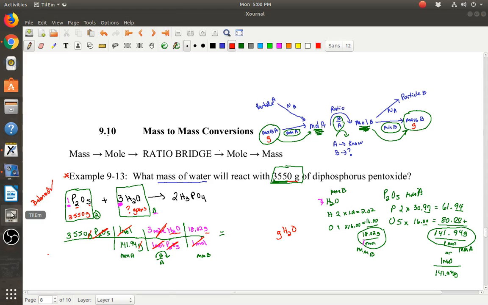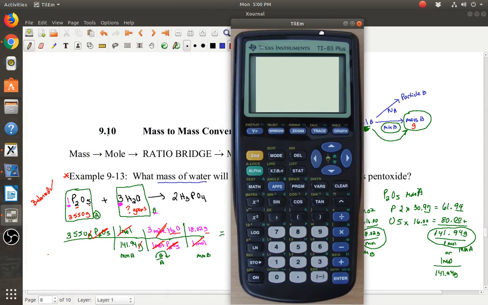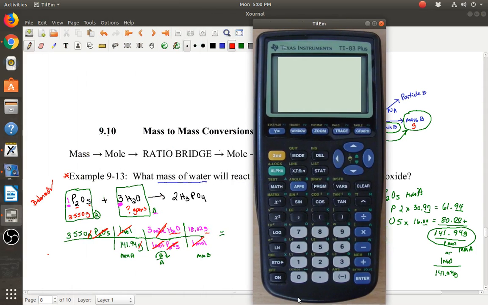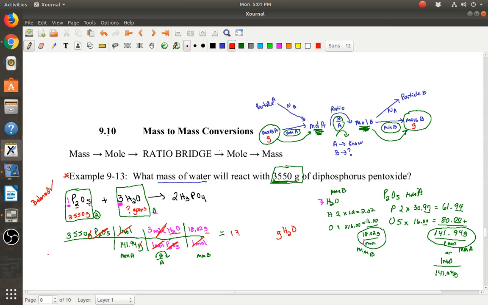Now I'm going to pull up my calculator this time so you can watch me, because I want you to just go through from left to right. Okay, we start off, we have 3,550, and since 141.94 is at the bottom, we divide by 141.94, and since 3 is at the top, I'm going to multiply times 3, and since 18.02 is at the top, I'm also going to multiply by 18.02, and I get 1,352.07. Now I'm almost done.